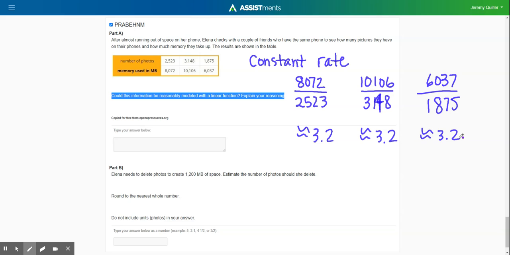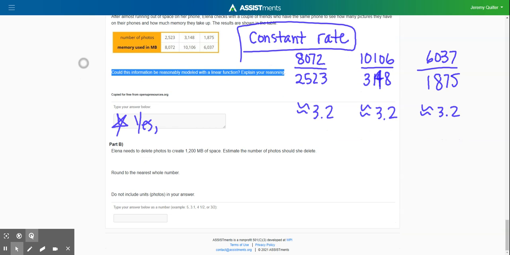Make sure you discuss that right here when you talk about that. Could this information reasonably model a linear function? Yes, comma. You need to talk about that constant rate and why we can say the constant rate is fairly close to that, and then answer the question for how many photos need to be deleted to make 1,200 megabytes of space. And that's it for the homework.